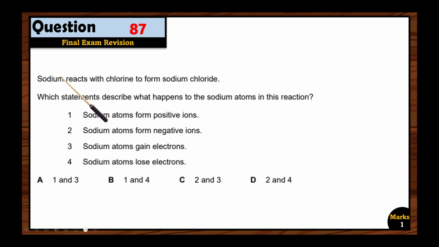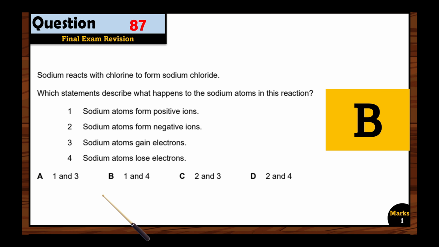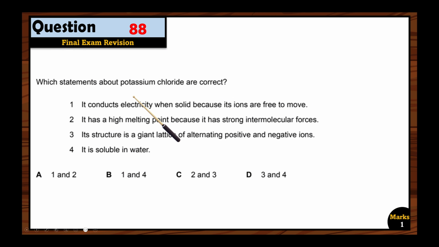Question 87. Sodium reacts with chlorine to form sodium chloride. Which statement describes what happens to sodium atoms in this reaction? Sodium atoms form positive ions, yes. Sodium atoms form negative ions, wrong. Sodium atoms gain electrons, wrong, because if it is forming positive ions, it is actually losing electrons. So options 1 and 4 are right. It means option B.